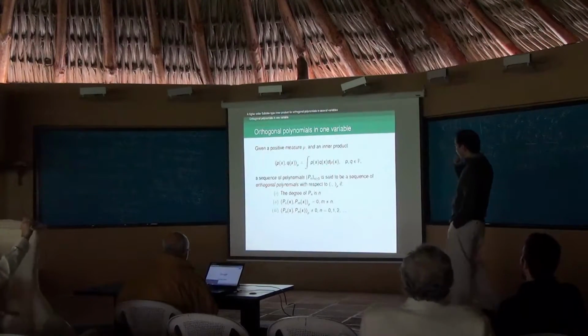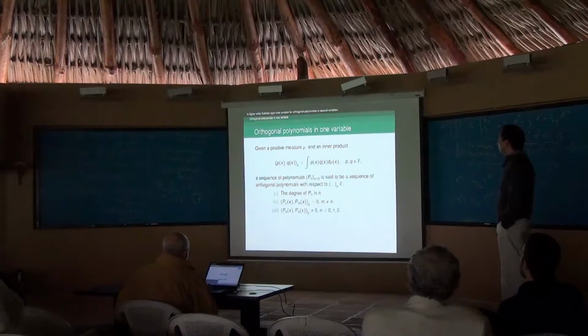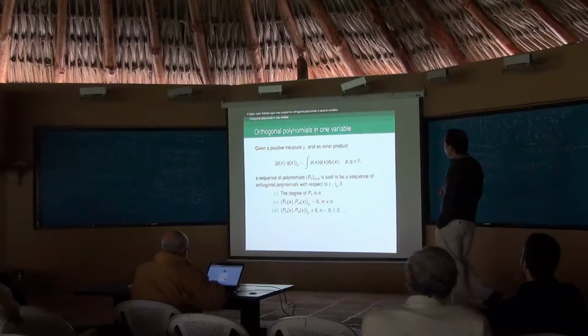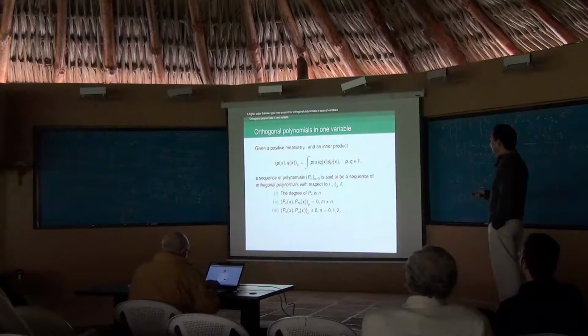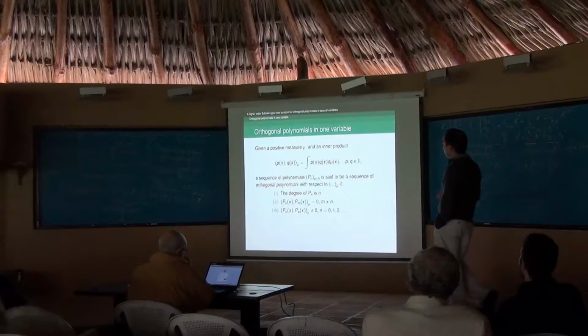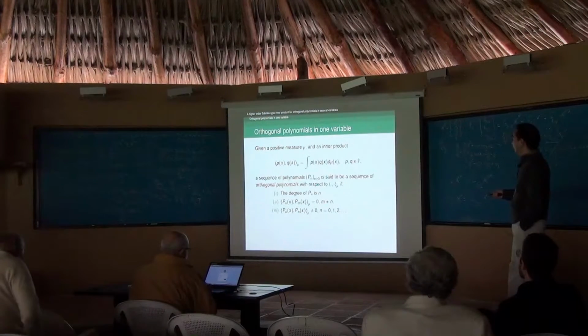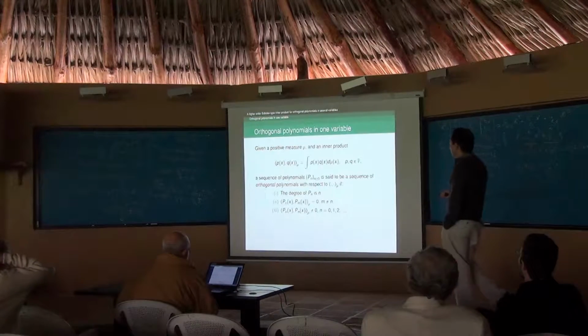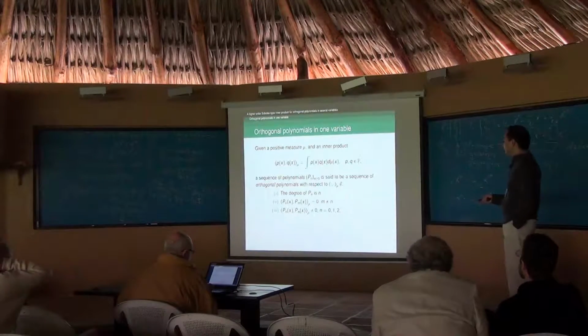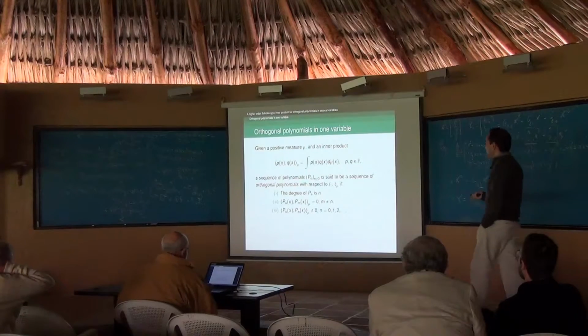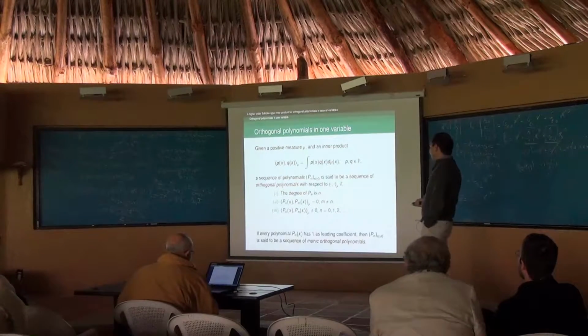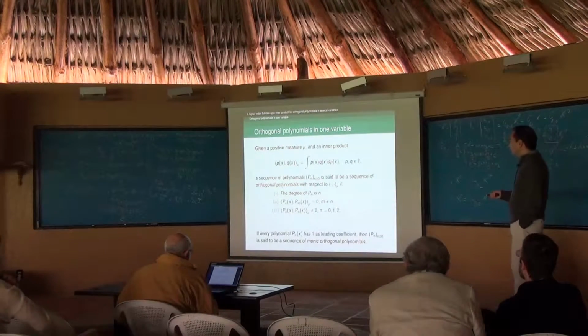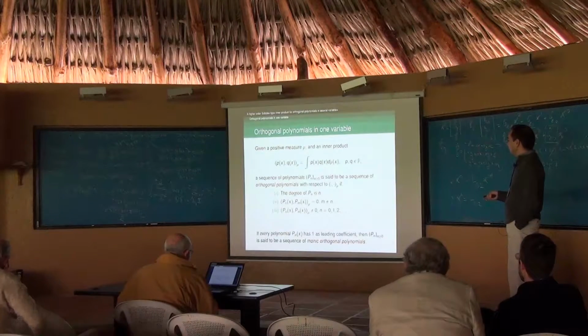So this is very well known. This is one variable. You have one positive measure mu. You have an inner product in this way, and you can get a sequence of orthogonal polynomials, which is orthogonal with respect to this inner product, if the degree of every polynomial is n, and the inner product is 0 for different degrees and different than 0 for the same degrees. So this is something that a lot of people have mentioned today. We will mostly use the monic normalization.